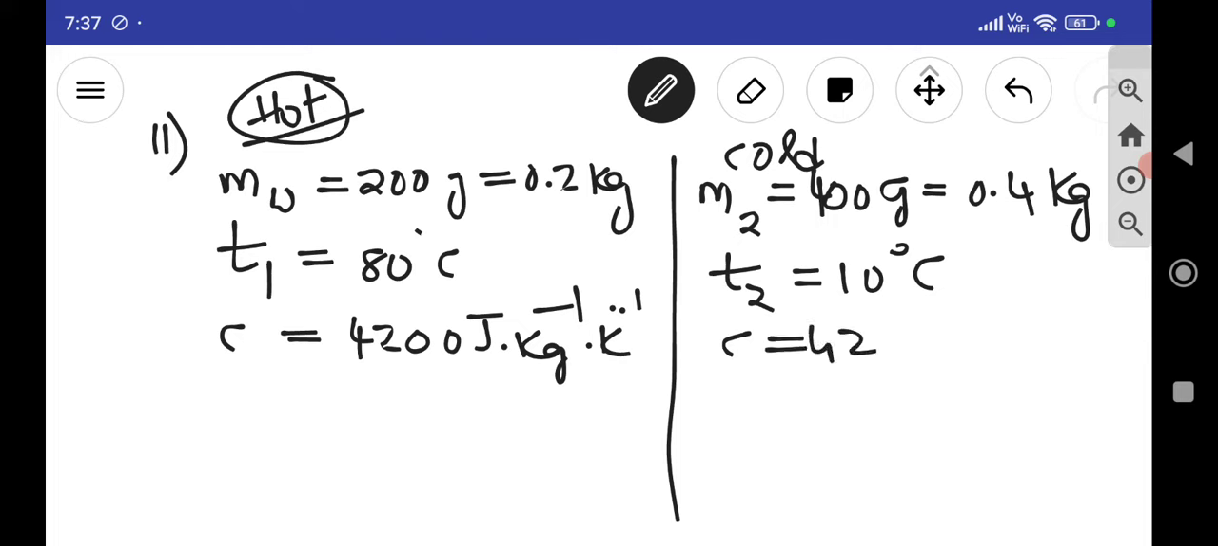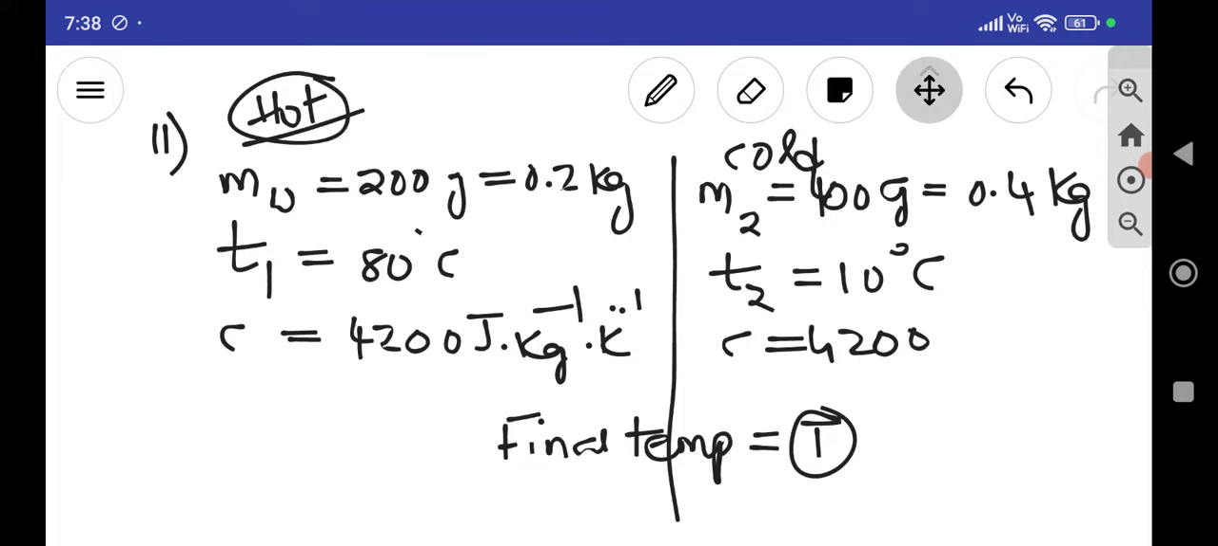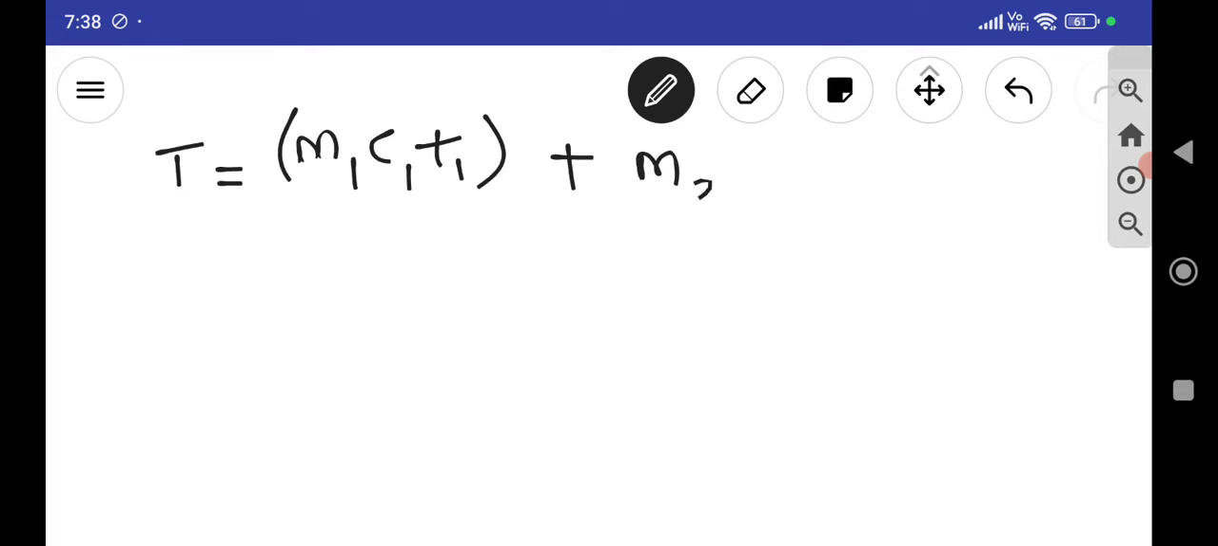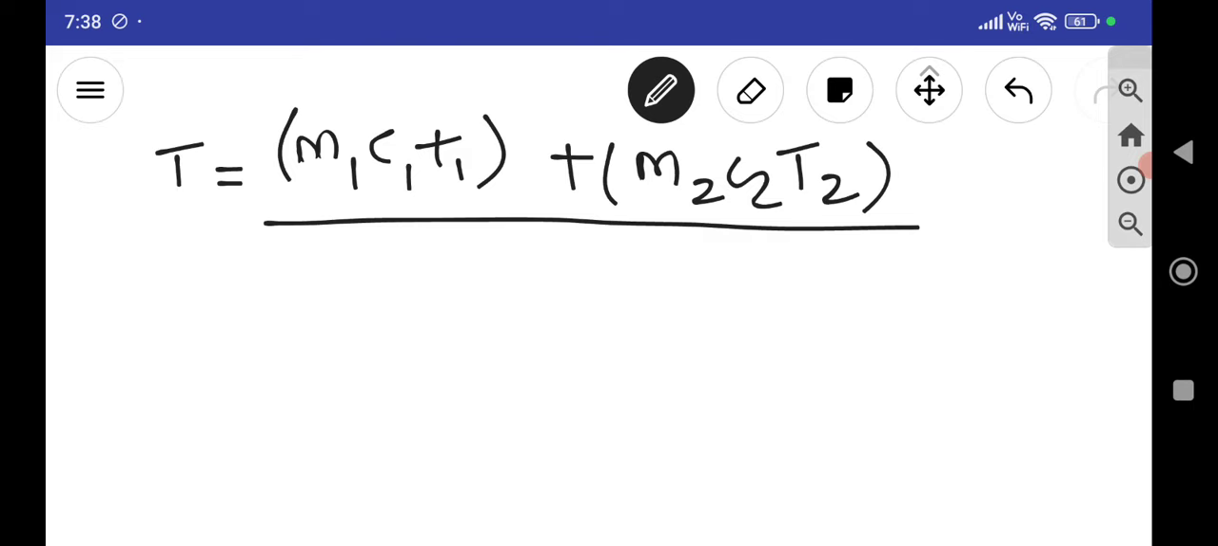C is equal to 4200. Now once again they are asking us to calculate the final temperature, which is T. I have given you the formula for the final temperature, that is T is equal to M1 C1 T1 plus M2 C2 T2 divided by M1 C1 plus M2 C2.